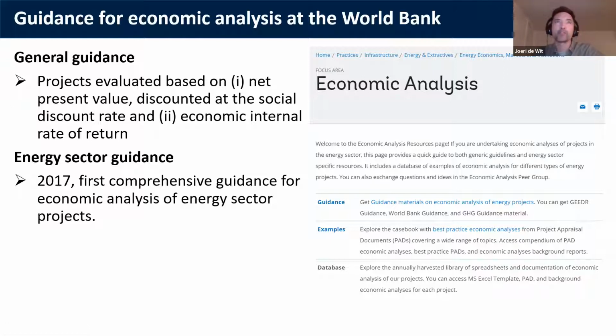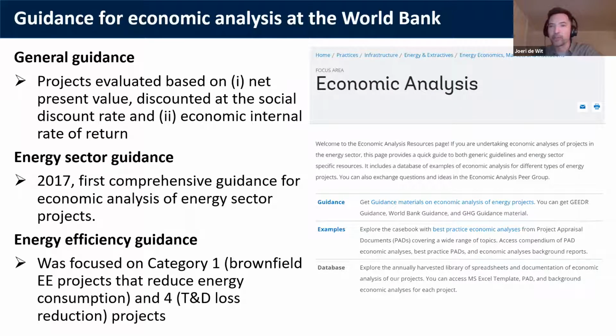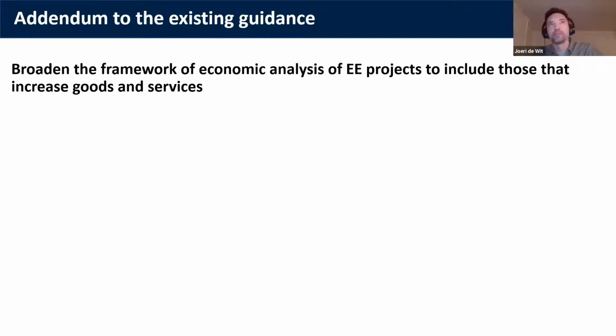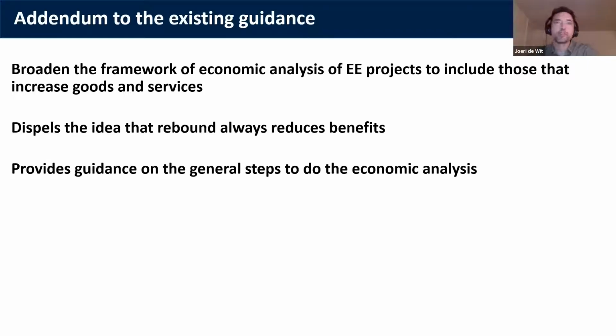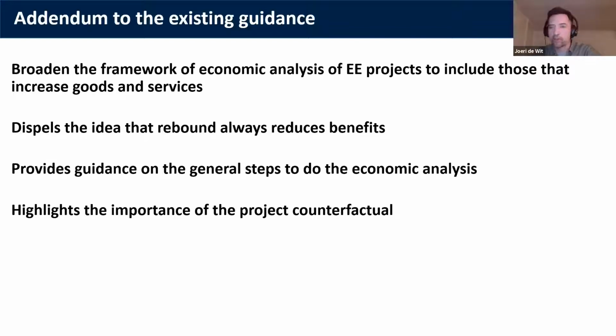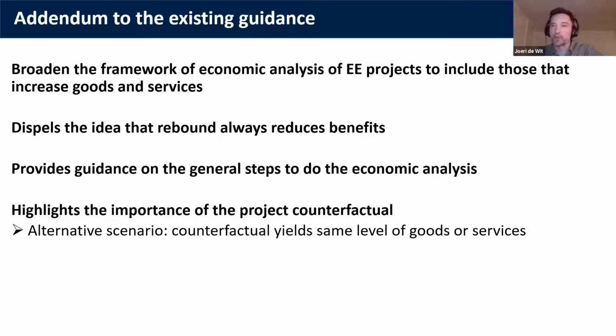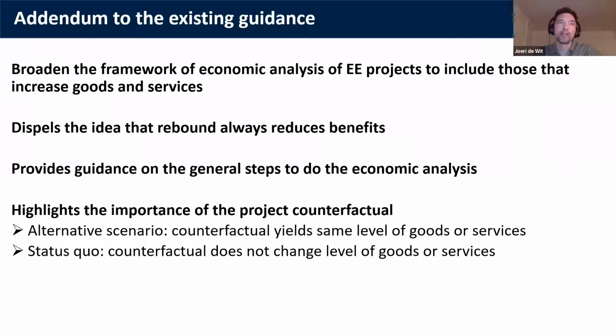So at the time when we were working on this project, we realized that the guidance for energy efficiency was very much focused on these category 1 and 4 projects, and there was room to expand this. So we developed an addendum to this guidance, which, just to recap, broadens the framework for economic analysis to include projects that increase goods and services, dispels the idea that the rebound always reduces benefits, provides guidance on general steps to do economic analysis, and highlights the importance of the project counterfactual. The counterfactual, of course, is always crucial for economic analysis, and typically it's the next best alternative, the opportunity cost. Two common counterfactuals are an alternative scenario, a counterfactual that yields the same level of goods or services, and a status quo, a counterfactual that does not change the level of goods and services.